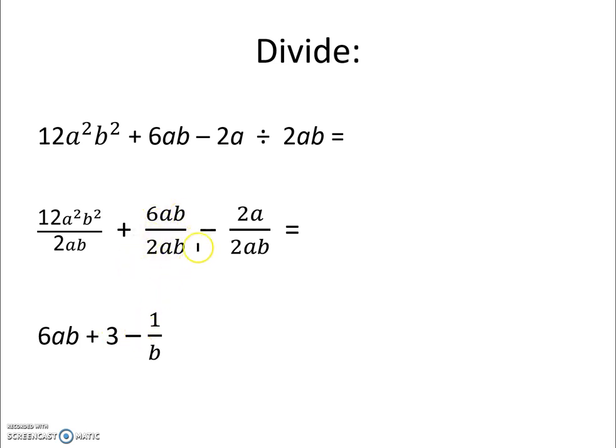We have minus from up here, this minus. 2 divided by 2 is simply 1. A divided by a is simply 1. So we have 1 on the top and just b on the bottom, for a final answer of 6ab plus 3 minus 1 over b.